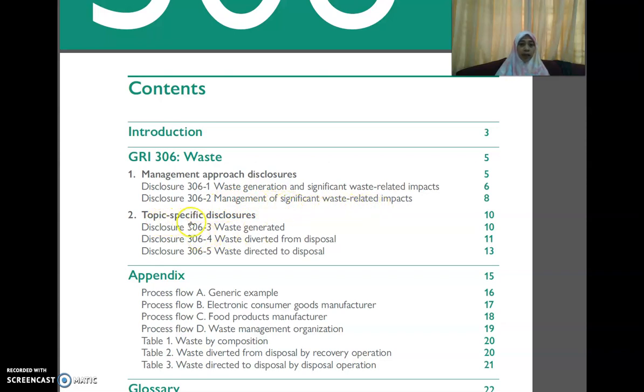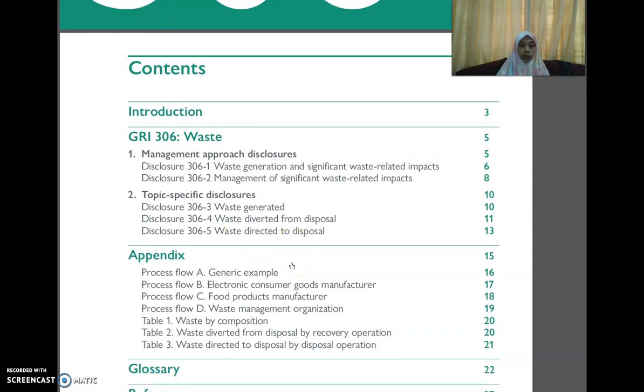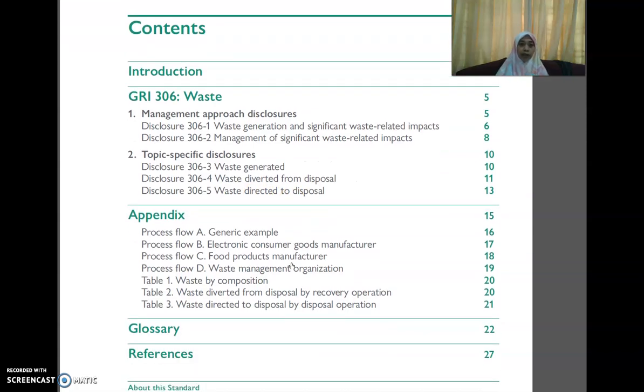And then you have the topic specific disclosures. 306-3 is about waste generated. 306-4 is about waste diverted from disposal. 306-5 is about waste directed to disposal. So companies can use this guideline on what they need to report, for example, with regard to waste. Okay, they are guided by the GRI 306 to report on waste.